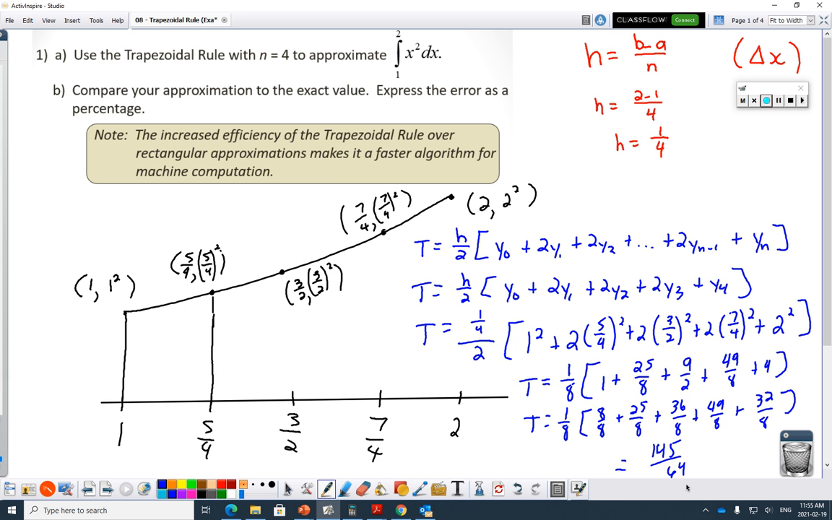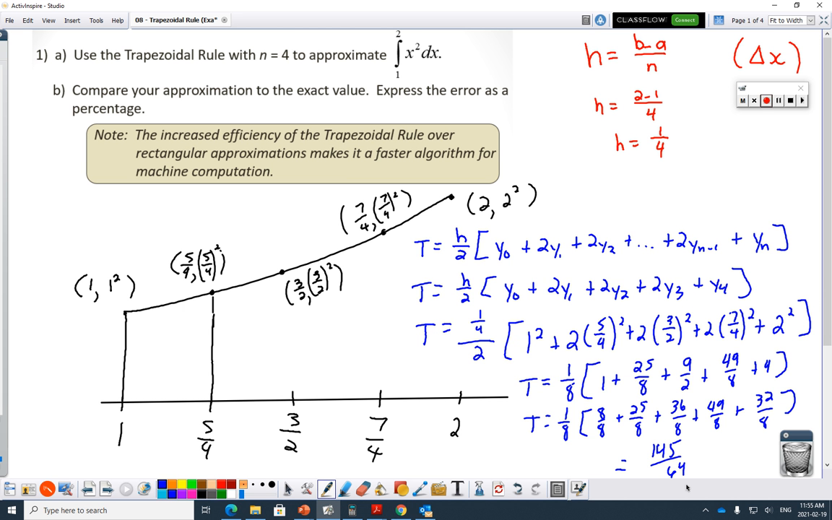145/64. Is it right? No, it's not. It says 150. My notes say 150. 33, 69, 113, 145. Where did I lose something?